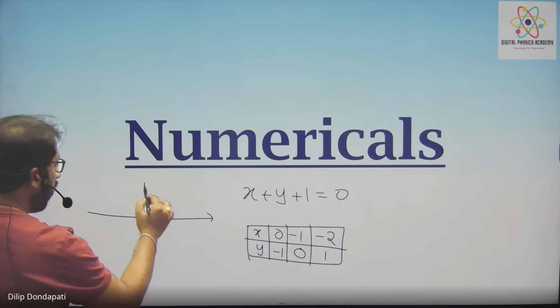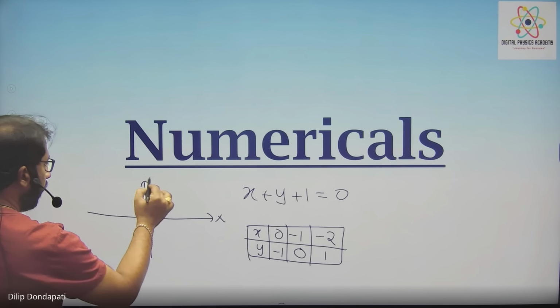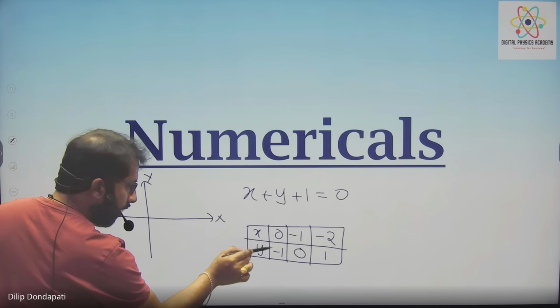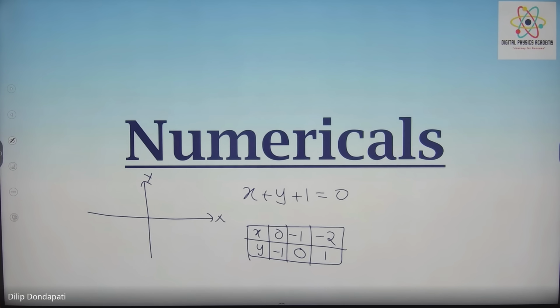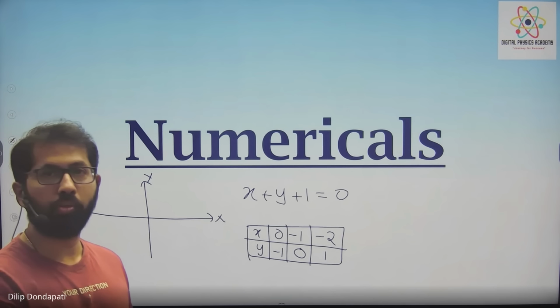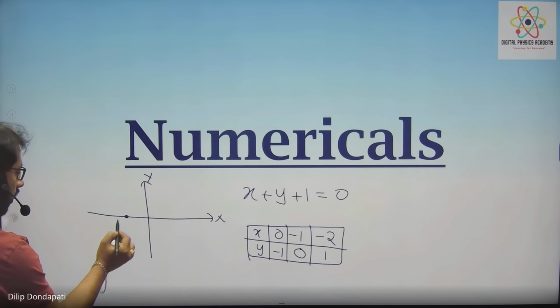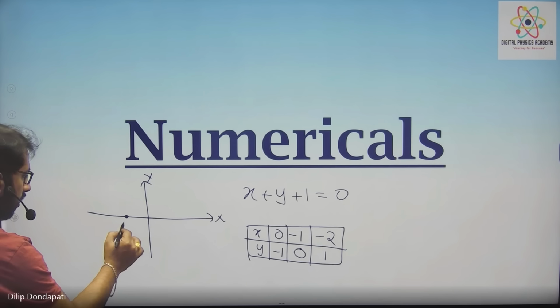So tell me how to plot the graph, x and y. First x should be there, then y. The point 0, -1. How to plot? Tell me, which axis will it be on? It should be on the y-axis. Yes, this is a point. Here approximately I'm drawing 0, -1. Okay. Next.